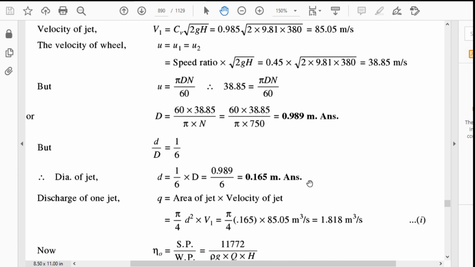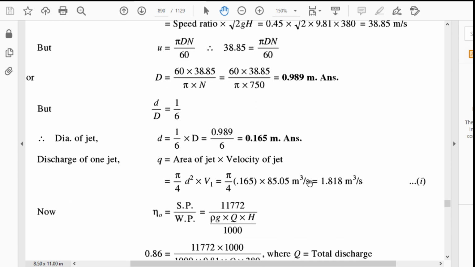Now by using the condition that they have given, you can find out the diameter of the jet also. So d by capital D equals 1/6. Capital D is calculated here as 0.989. Substitute in the equation, you will get the diameter of jet, small d, equals 0.165 meters.